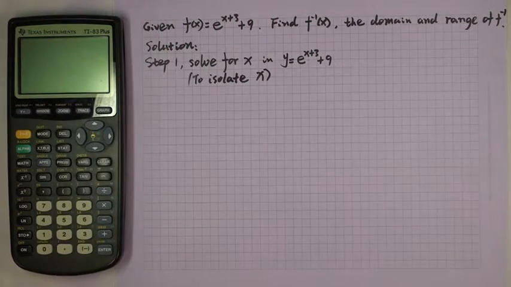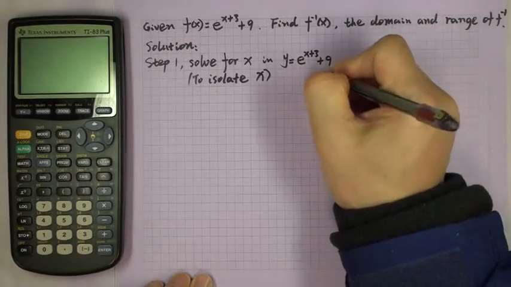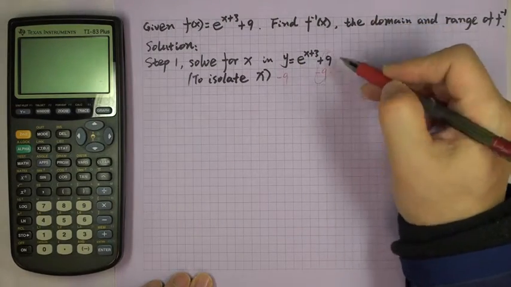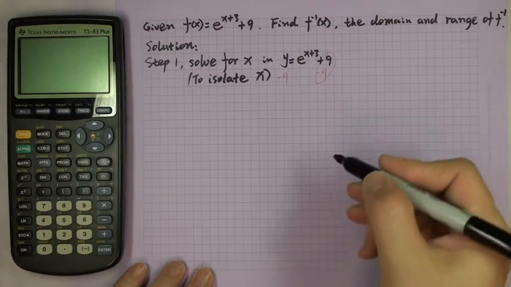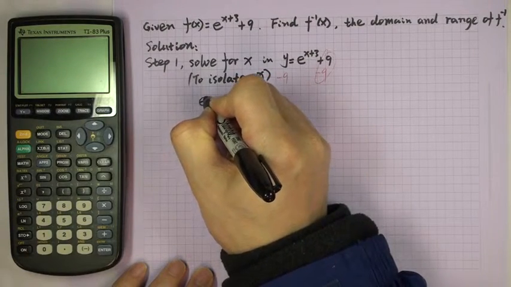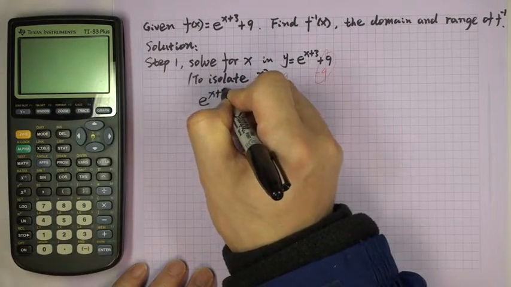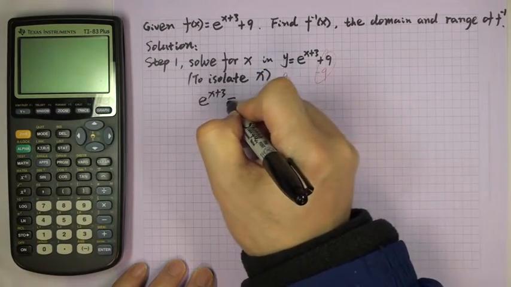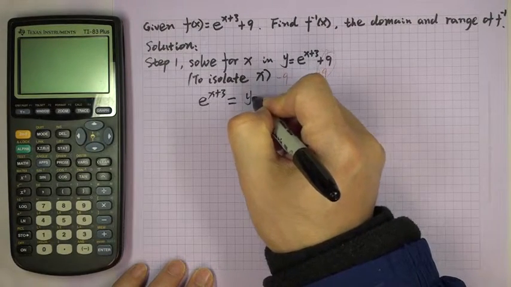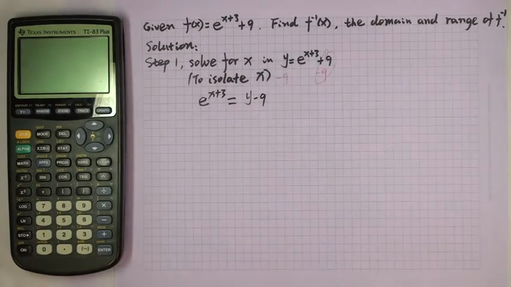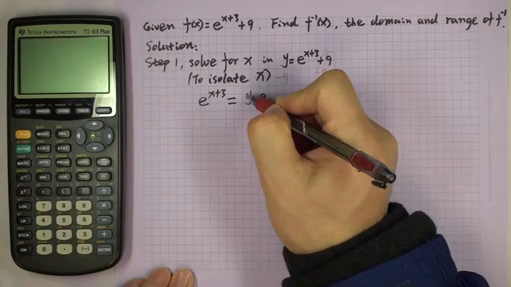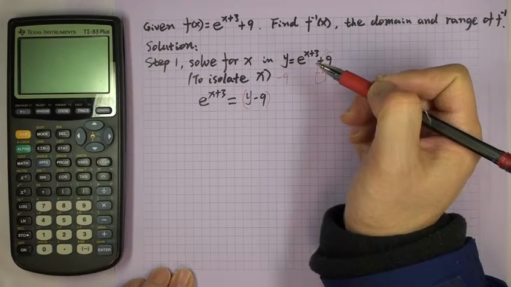Now to isolate x, you have to move 9 to the left hand side. So positive, negative cancel each other. And then the right hand side is e to the x plus 3, and then the left hand side is y minus 9. We have probably seen the common techniques many times.